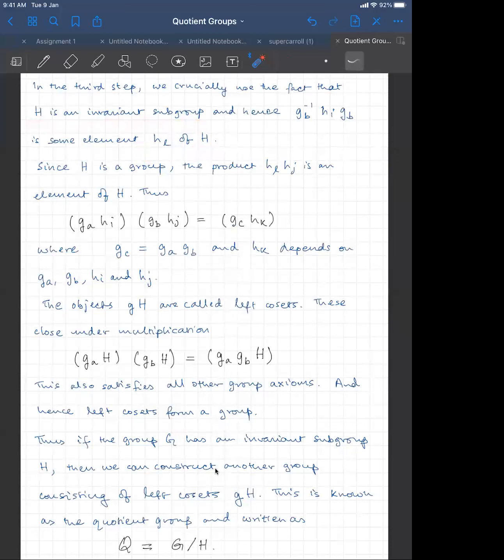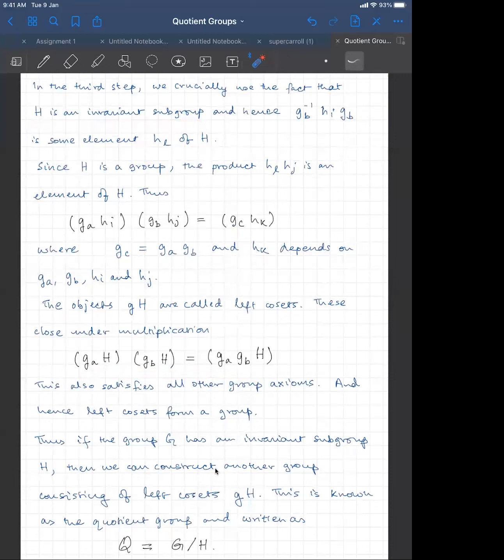Now, since H is a group, the product of hl hj is an element of big H. So what we have is ga hi times gb hj. This is going to result in gc hk, where gc is given by ga into gb, and hk is something that depends on ga, gb, hi, and hj, okay? The objects gH are what are called left cosets. And these, as we have just seen, close under multiplication. You can easily check that these satisfy all other group axioms, and hence the left cosets form a group.